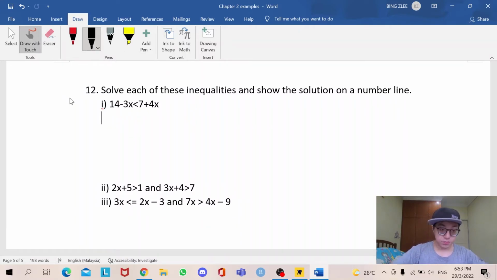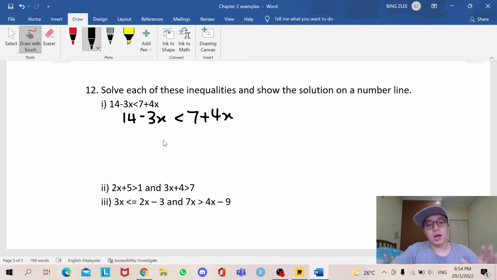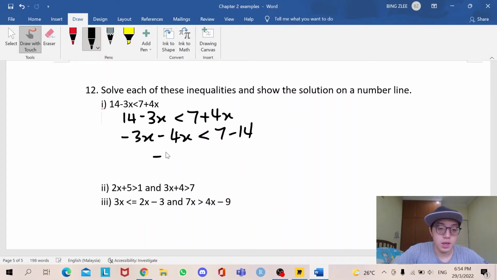Okay. Firstly, we have 14 minus 3x less than 7 plus 4x. All right, so if we are going to move the unknowns to one side and the numbers to the other side, we have negative 3x minus 4x less than 7 minus 14. And you get negative 7x.